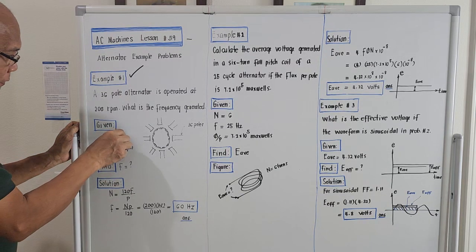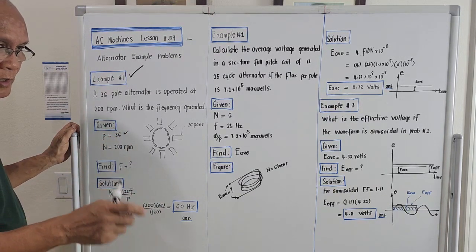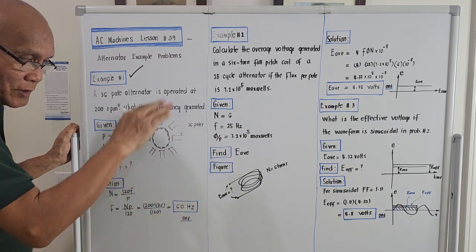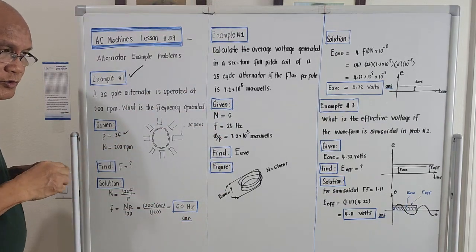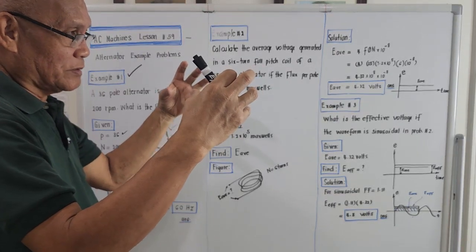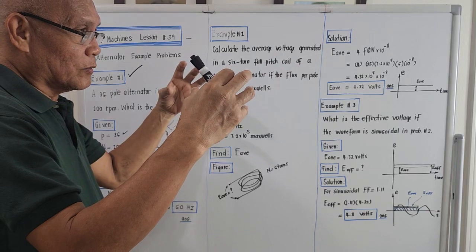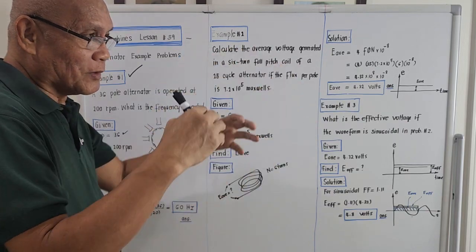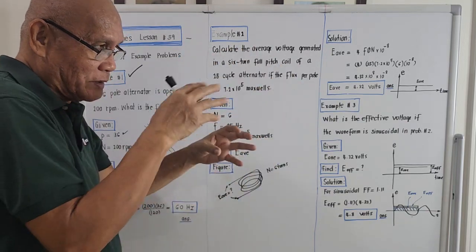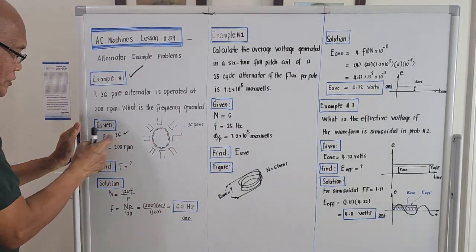Given. Small letter p represents the total number of poles in any alternator. Number of poles meaning the origination of the magnetic field that is being cut by the rotating winding. So the number of poles is 36.